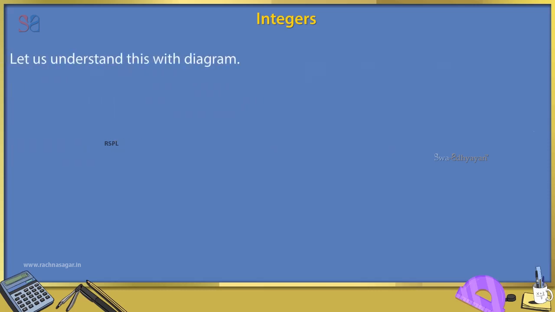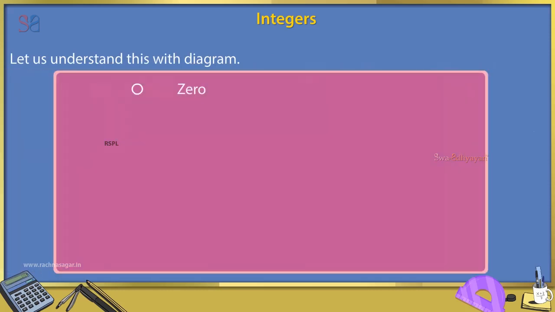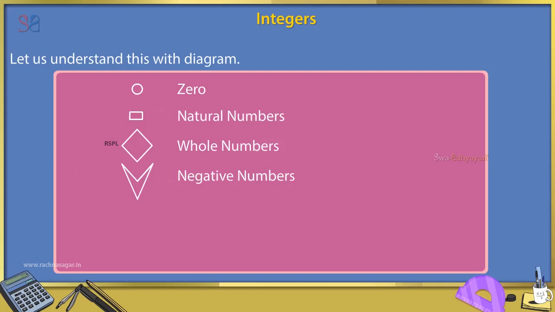Let us understand this with a diagram. 0. Natural numbers. Whole numbers. Negative numbers. Integers.